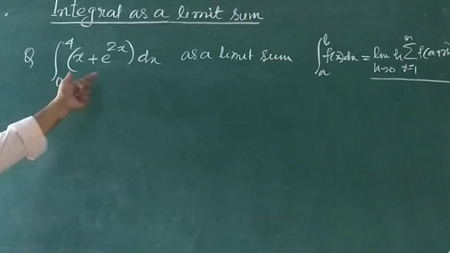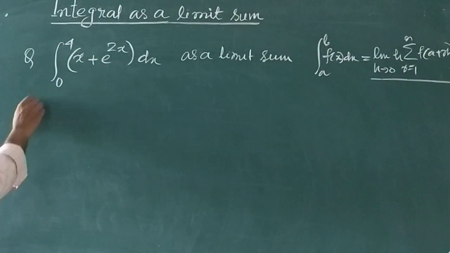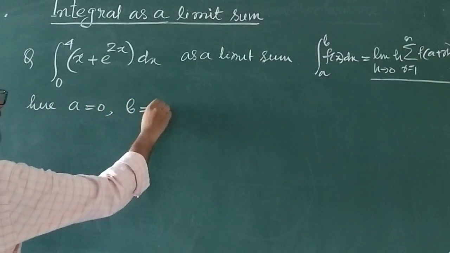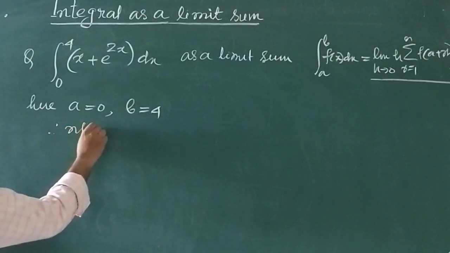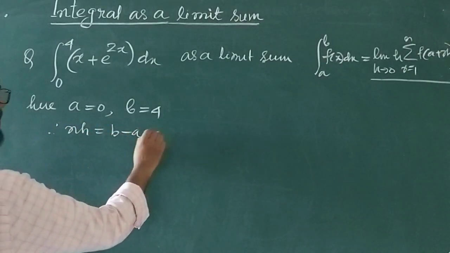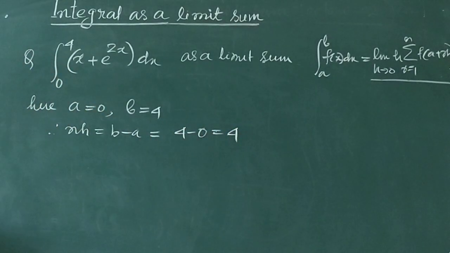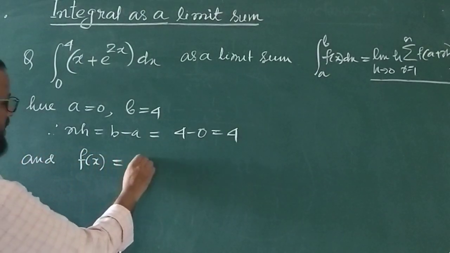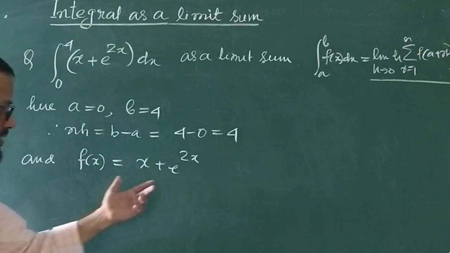So here the function f(x) is given, a is given, b is given. Start here: a equal to 0, b equal to 4. Therefore what is nh? The formula is b minus a, so 4 minus 0 equal to 4. So finally nh is equal to 4. And what is your f(x)? f(x) is x plus e to the power 2x. This is your f(x).